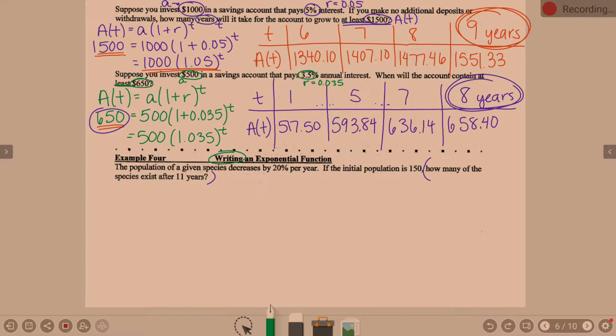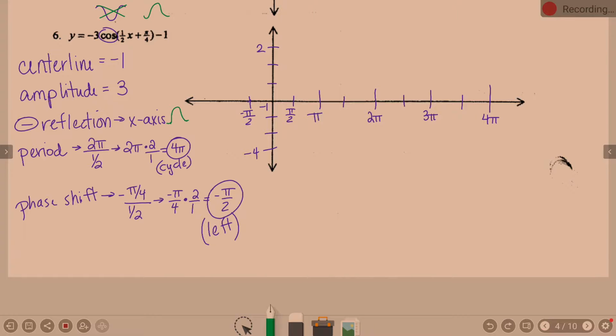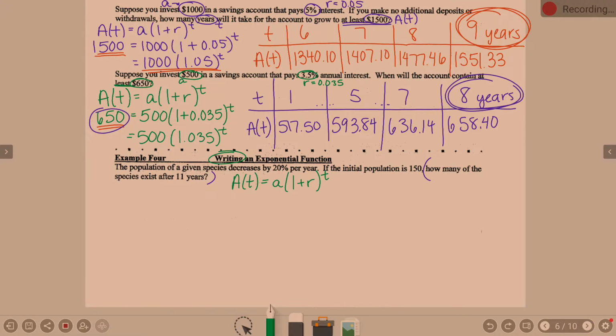So if we're going to write an exponential function, you know the form we've been using, right? A of t equals little a times 1 plus r to the t. What information are we given? The initial value. The initial value is 150, so that's going to be little a.